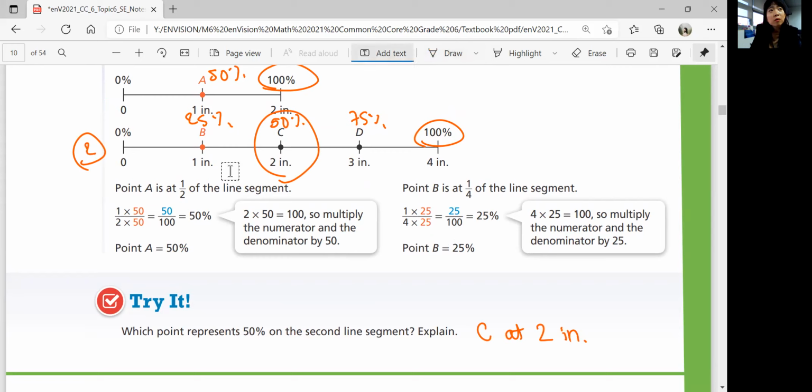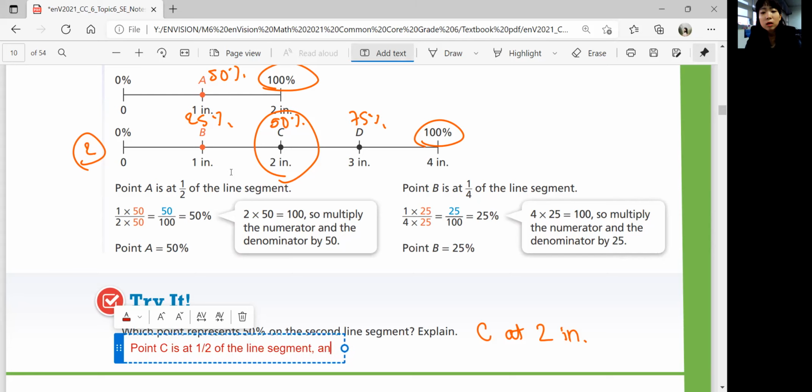Because, explain why. Point C is at 1/2 of the line segment, and 1/2 of 4 inches is 2 inches, right? So 1/2 is equivalent to 50%.